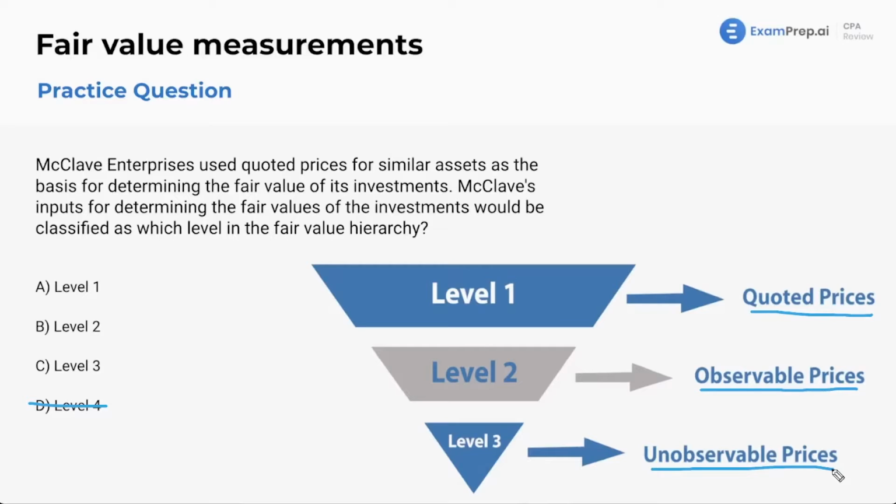Now, what do we have here? We have quoted prices for similar assets. If it just had quoted prices, that would for sure be level 1. But because it says similar assets, that's going to be a level 2. It's not going to be a level 3 because there is something to reference. So final answer here is going to be letter B, level 2.